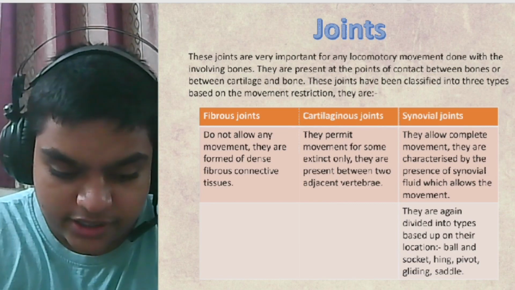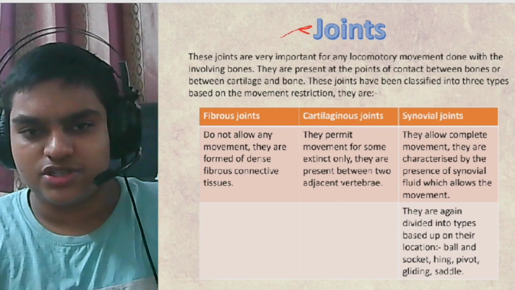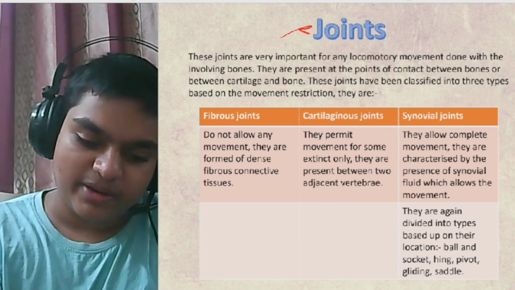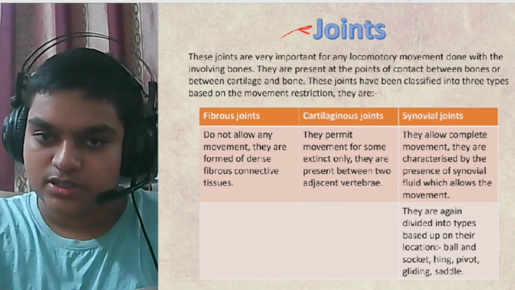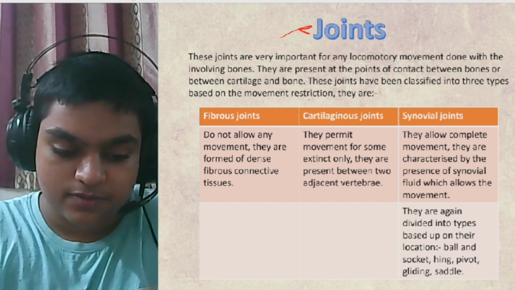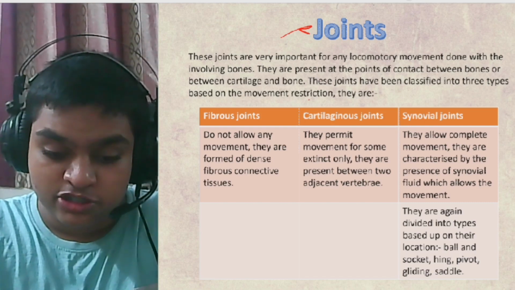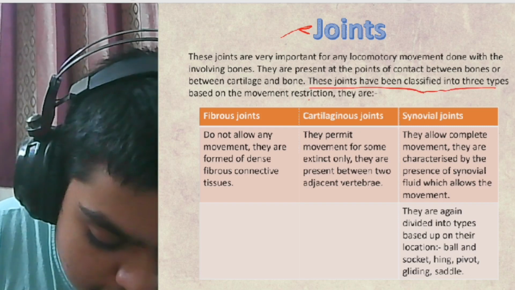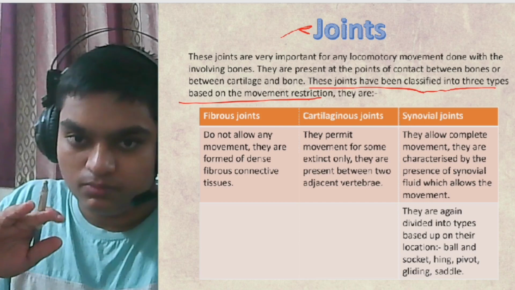Let's move on to joints. These joints are very simple, very easy. This running matter is not of much importance, but I'll tell you on which basis we have classified the joints here. These joints have been classified into three types based on the movement restriction.